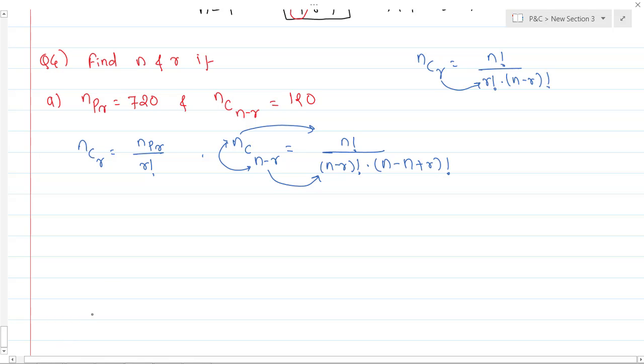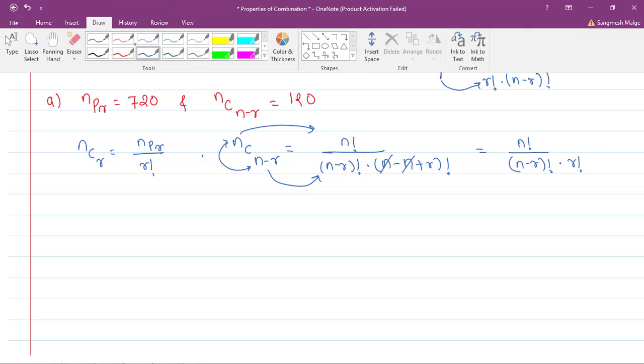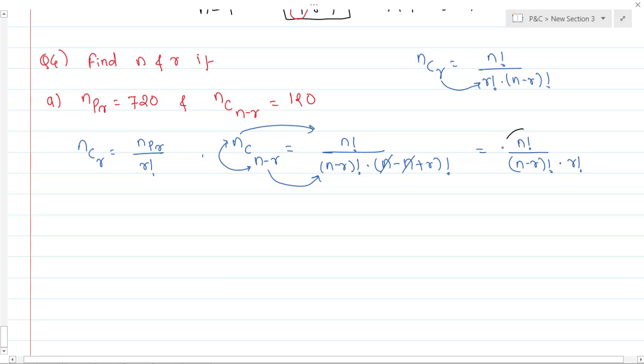Okay, so n minus n cancels, what is remaining is n factorial divided by n minus r factorial, into r factorial. This part remains. And if you observe, what is the first term? This term, n factorial divided by n minus r factorial, is what? It is nothing but nPr.